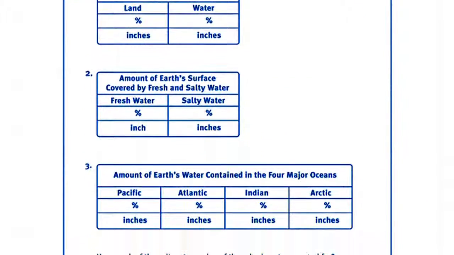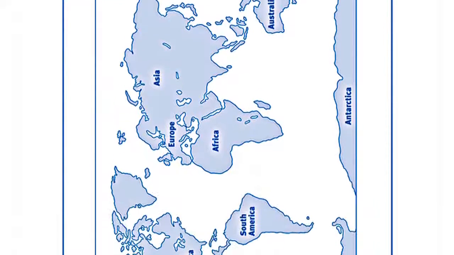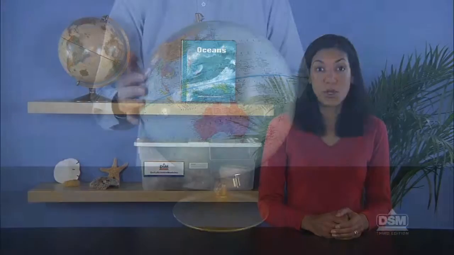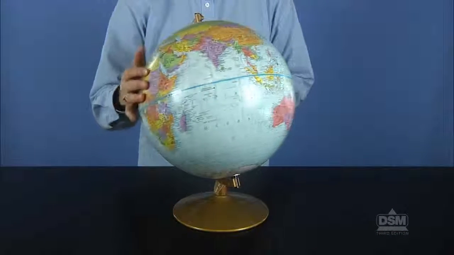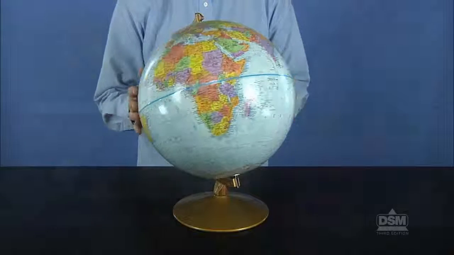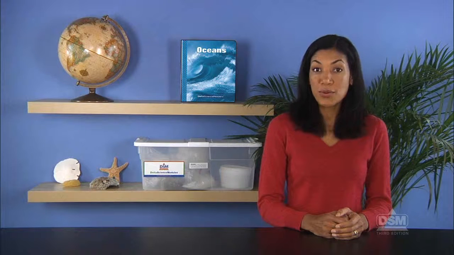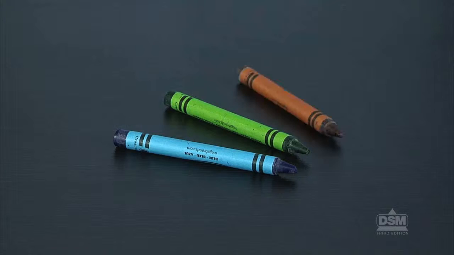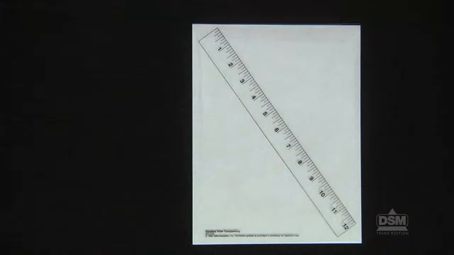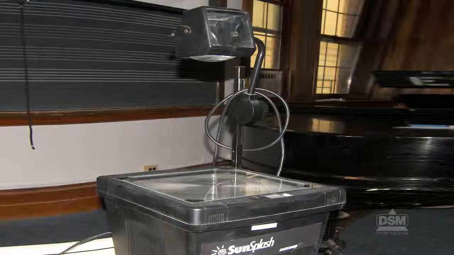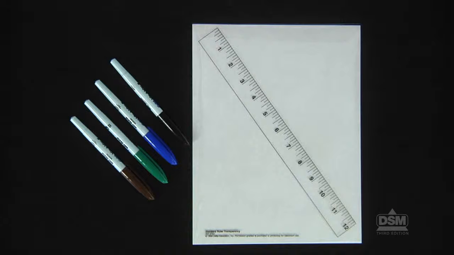To prepare for the activity, make a copy of Activity Sheet 1, Parts A and B, and the standard ruler transparency for each student. Make sure to have a classroom globe with physical features ready for students to look at during the activity. Each student will need a pencil and a copy of the standard ruler transparency. Each team of 2 will need 3 crayons, blue, green, and brown. You will also need the standard ruler transparency, a projector, and 4 erasable markers, blue, green, brown, and black.